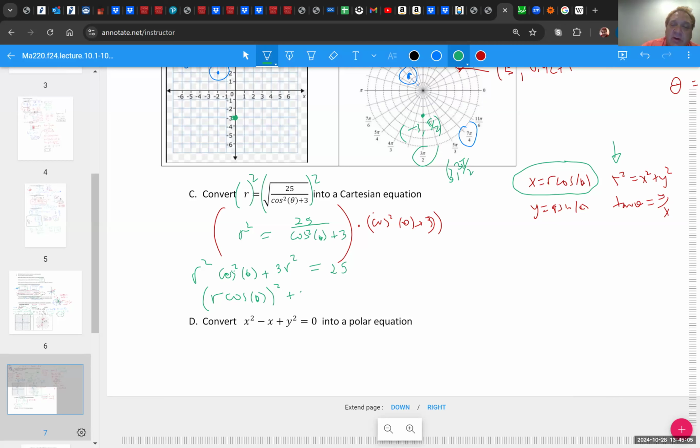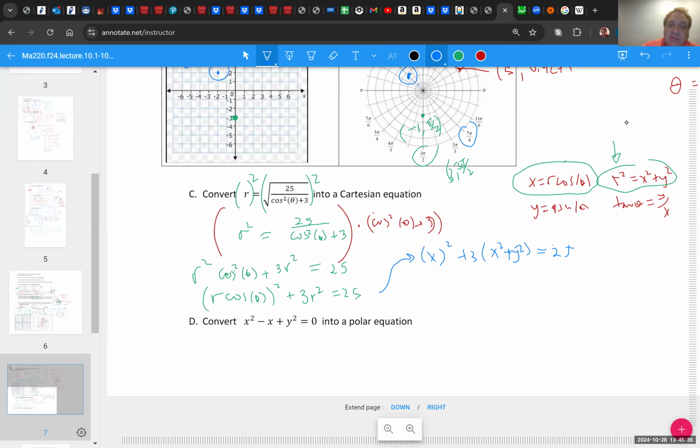We have 3r squared. We do know what r squared is. R squared is given by x squared plus y squared. So we can just rewrite everything. We know that our r cosine theta is x, so it's x being squared. We know that r squared is just x squared plus y squared. And there's a 3 in front of it, so I'll put the 3 in front of x squared plus y squared. And then that's it for the left-hand side. Is get 25.